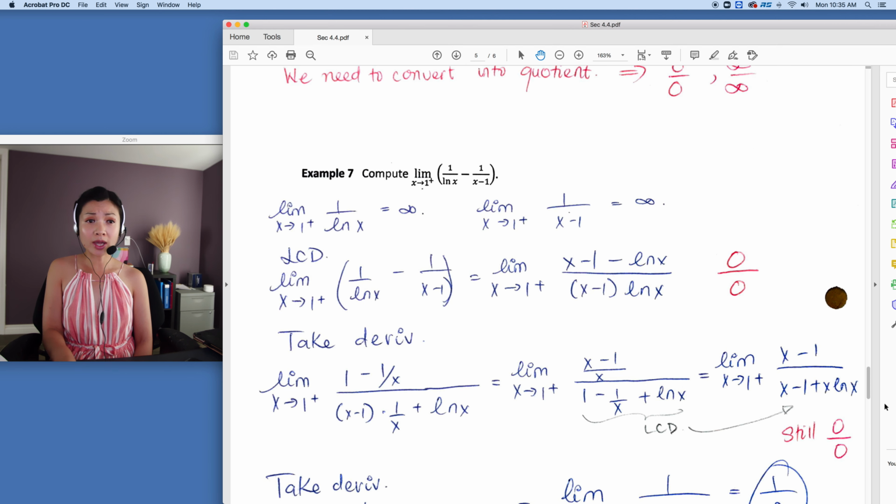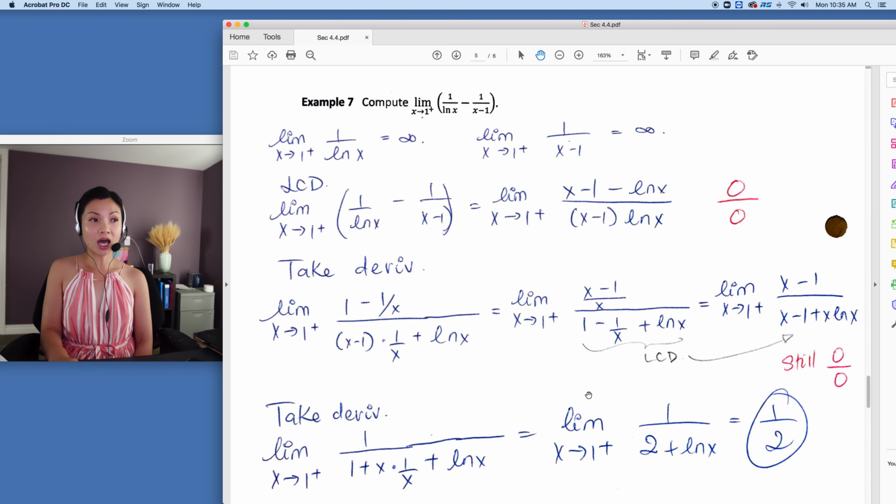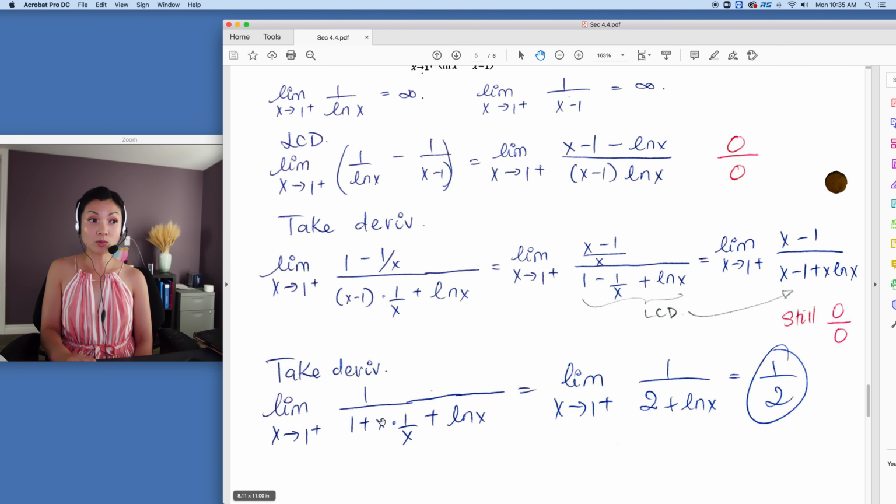Now, what do I have? I still have 0 over 0 if I take the limit. Therefore, I take the derivative one more time. So when I take the derivative one more time, I end up with this one. Now, if you plug it in, you're going to get 1 over 2.